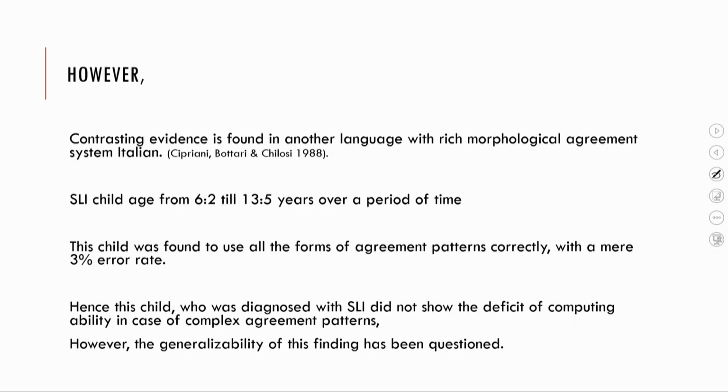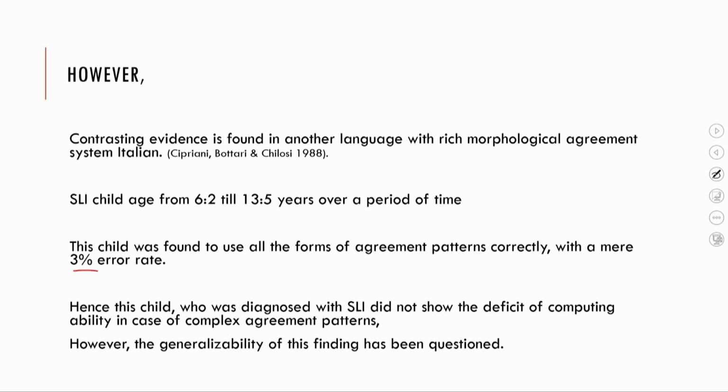However, contrasting evidence is also found in another language with a rich morphological agreement system, which is Italian. Another study showed that this language also has a very complex and rich morphological system, but in this case the children did not have a similar kind of problem. An SLI child, aged 6.2 to 13.5 years, was studied longitudinally over a period of time. This child was found to use all the forms of agreement patterns correctly, with a mere 3% error rate.